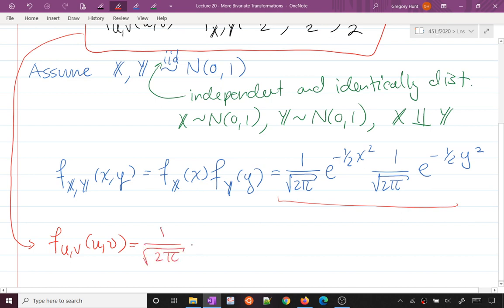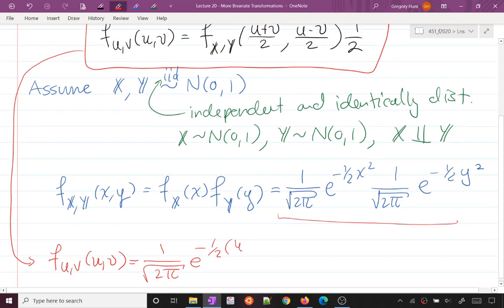1 over root 2 pi e to the negative 1/2, and instead of x here, I'm going to replace it with, what do we have? (u plus v) over 2, squared. And I have another 1 over root 2 pi, e to the negative 1/2, and I'm going to replace y with (u minus v) over 2, squared. And then I have my 1/2, so I'm going to multiply by 1/2.